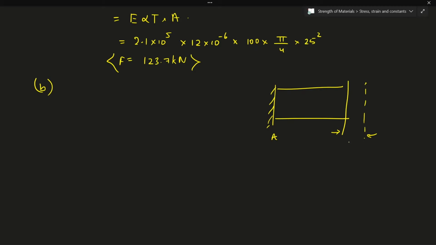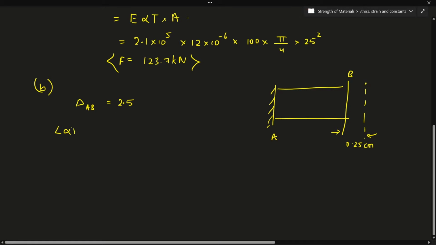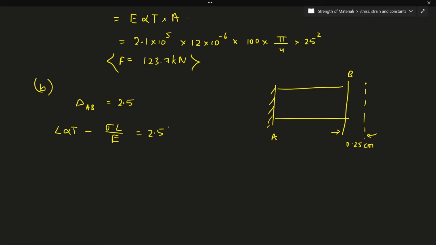mm. Sorry, 0.25 centimeter. Now in this case, the delta AB is not equal to 0, but instead it is equal to 0.25 centimeter, that is nothing but 2.5 mm. Right, so now again I'll apply the same formula here. Delta AB is again given by L alpha T minus sigma L by E, that would be equal to 2.5.